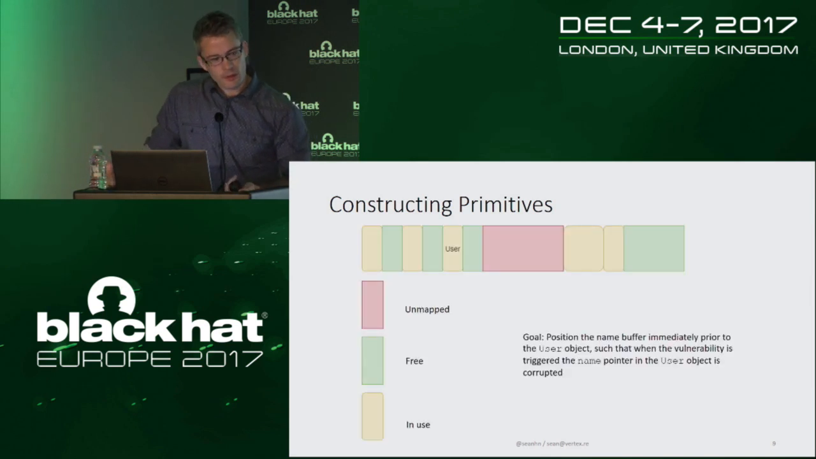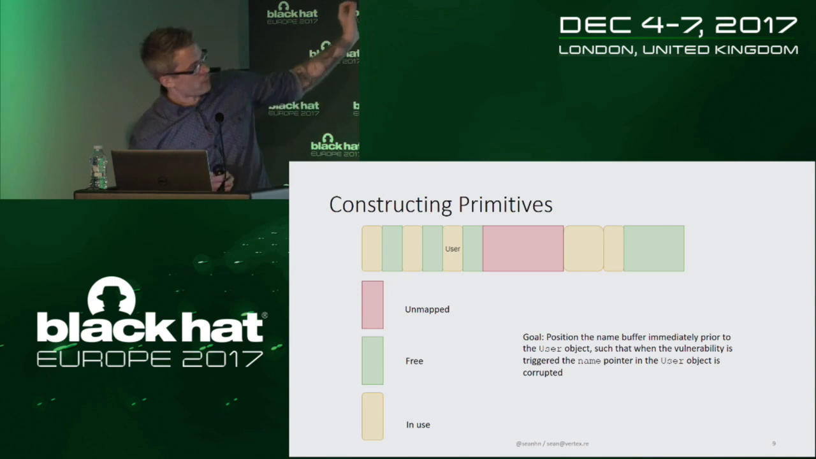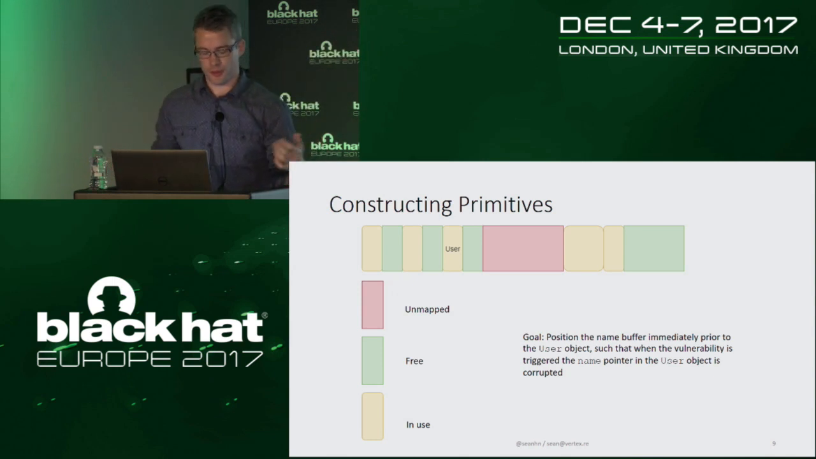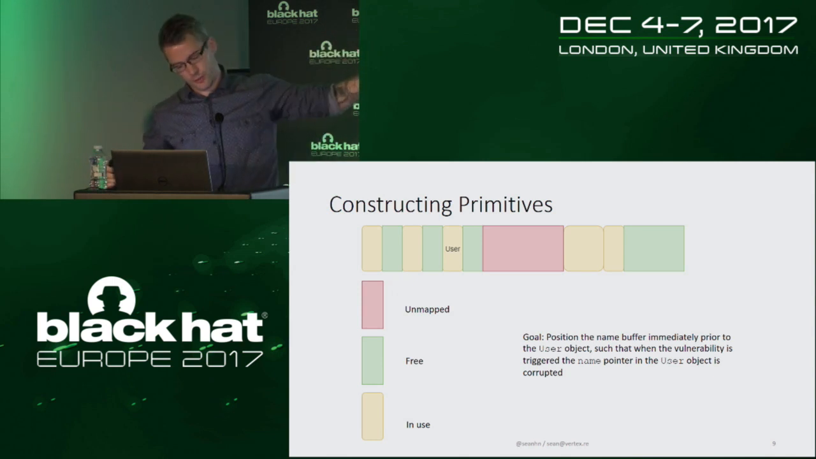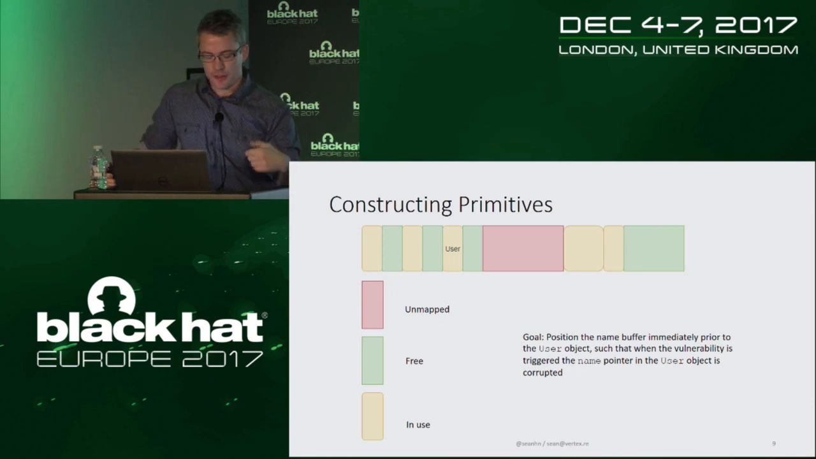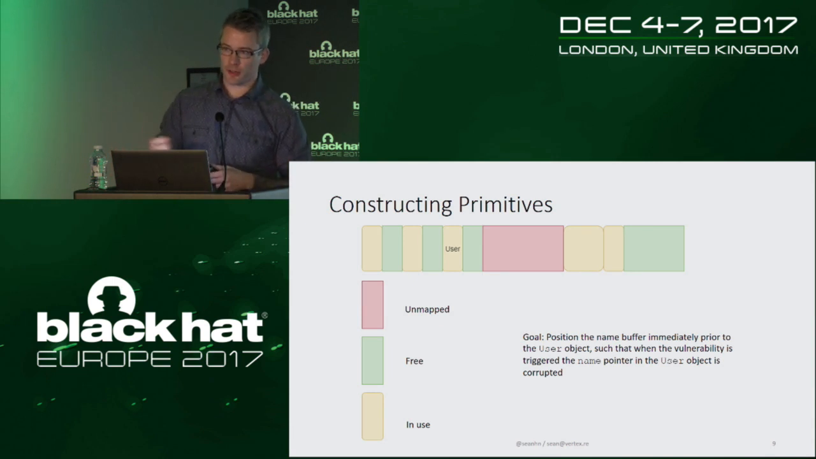So if we consider this thing at the top here to be a representation of the program's heap, from lower addresses to higher addresses, we have a user object allocated on the heap, and the name object is about to be allocated. So our goal is we want to position the name buffer immediately prior to the user object such that when we trigger the vulnerability, the user object gets corrupted. We can control the values of its internal members, so the pointers, and then when we call the display function, we can basically read whatever location we want in memory.